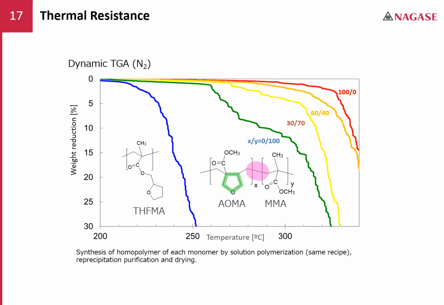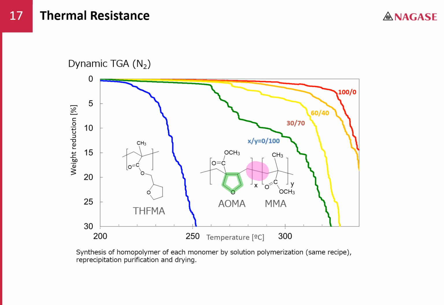Moving on from adhesion to thermal resistance, on this slide we compare THFMA, so the homopolymer of THFMA, with MMA and AOMA combinations. So the way this experiment was run is that we made our homopolymer of each of the test materials, and then dried that material, and then heated it up on a TGA, using dynamic TGA under nitrogen, and watched at what temperature it would decompose. So for THFMA, something which has a somewhat similar structure, you'd expect, to AOMA polymer, we have that material starting to degrade at around 250 centigrade.